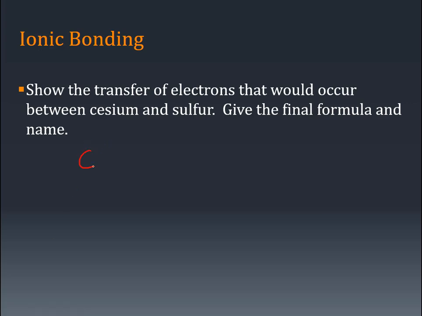So cesium is in group 1. It's got 1 valence electron. Sulfur is in group 6. It has 6 valence electrons. We have a metal and a non-metal. And so we can see this cesium will go here. And then we're going to need to fill in this open spot as well. Sulfur has 2 open spots. So another cesium can go ahead and do that.